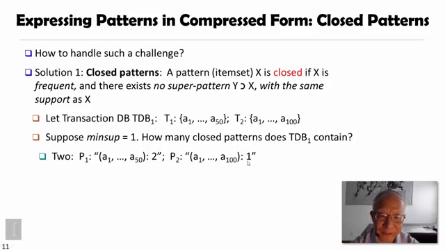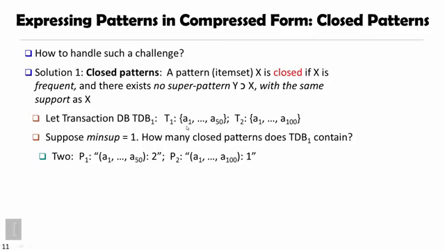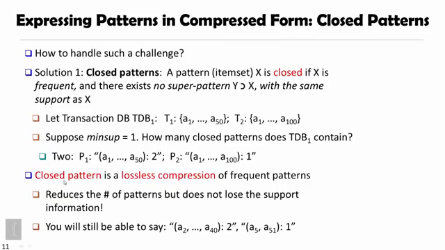You may say, wait, you may lose something. Let's look at it. Do you know A1 to A49? It's contained here, so it must have support of 2. Do you know A1 to A51? It's contained here, so support must be 1. So you do not lose anything, because you have the concrete patterns which are the maximal closed ones. In the meantime, you do not lose the support information for any subpatterns. To that extent, we can say a closed pattern is a lossless compression of frequent patterns. It does reduce the number of patterns, but does not lose the support information.